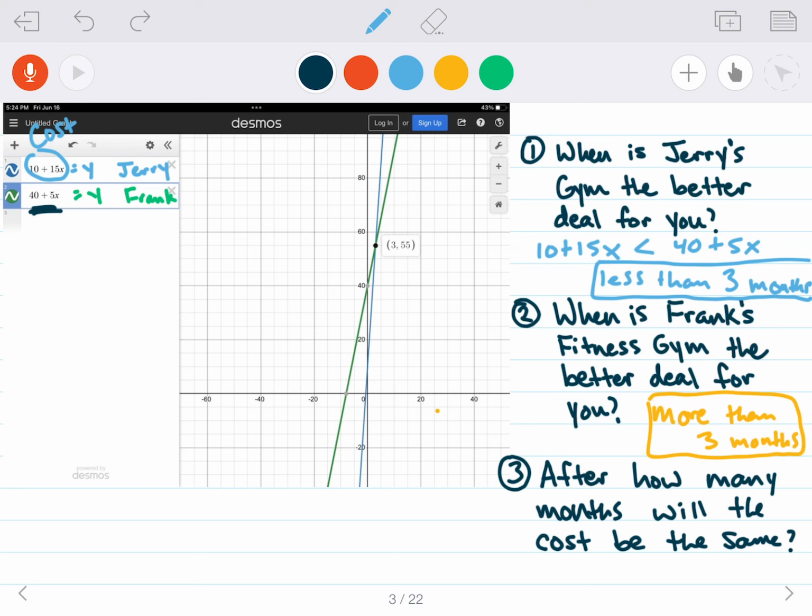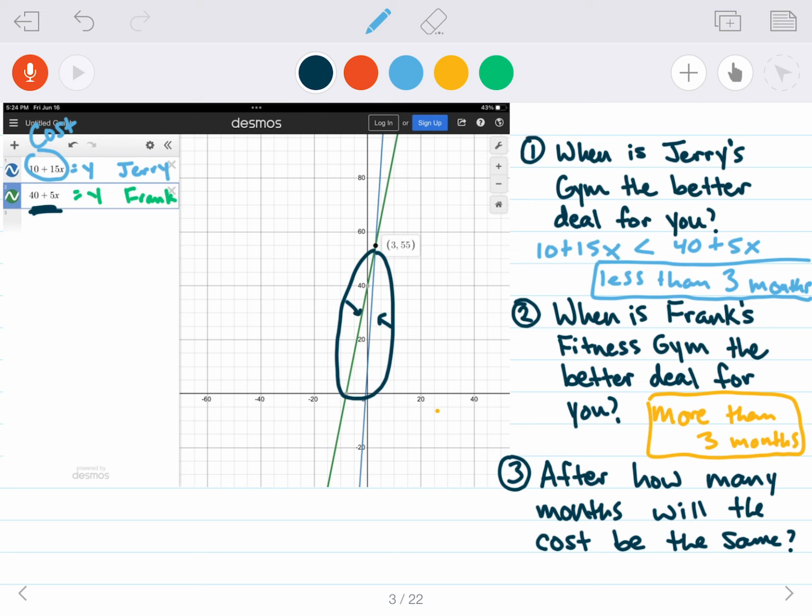So we can see, and actually maybe I'll do this. What I circled represents when x is less than 3 months. So here x is 0, here x is 1, all the way until x is 3. So that circled portion represents all values when x is less than 3. And what we can see is that Jerry's line is always under Frank's line, right?